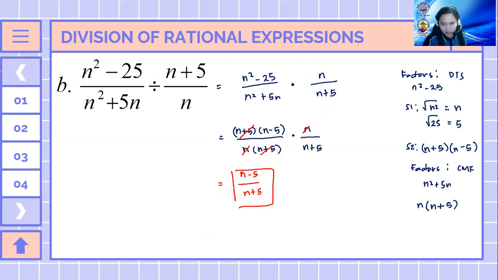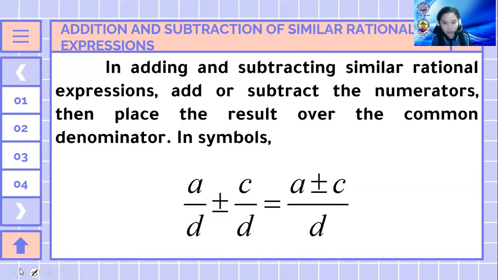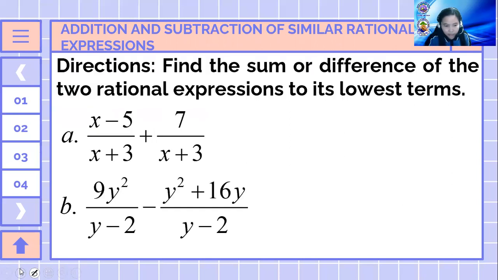Okay. Let's proceed with the third part, which is the addition and subtraction of similar rational algebraic expressions. Now, it is still the same as how to add and subtract similar simple fractions. Okay, so what we have to do is to copy the denominator since they are similar, and then add the numerators. Simple as that. Now I have here two examples. We have to find the sum or the difference of the two rational expressions and always find its lowest term.